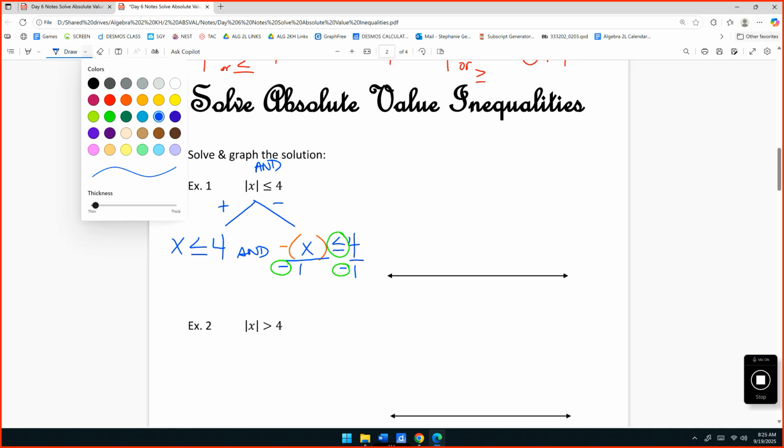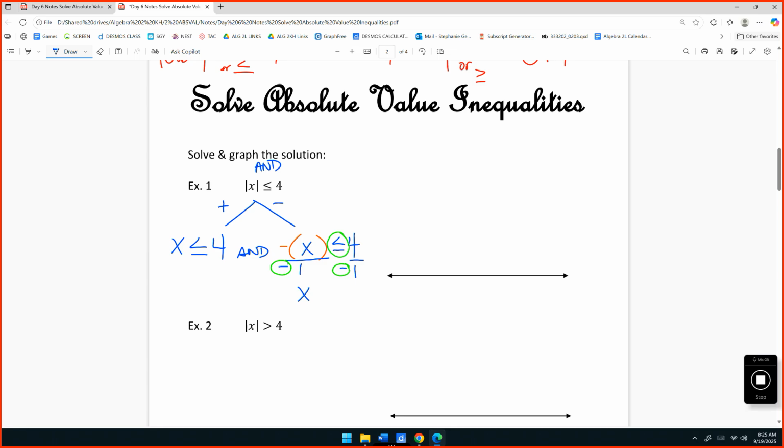Okay, so now I have x not less than or equal to, but greater than or equal to -4. So here's my compound inequality. X is less than or equal to 4, and x is greater than or equal to -4. That's the compound inequality. That's not the solution, right? That's the compound inequality, which helps me figure out my solution.